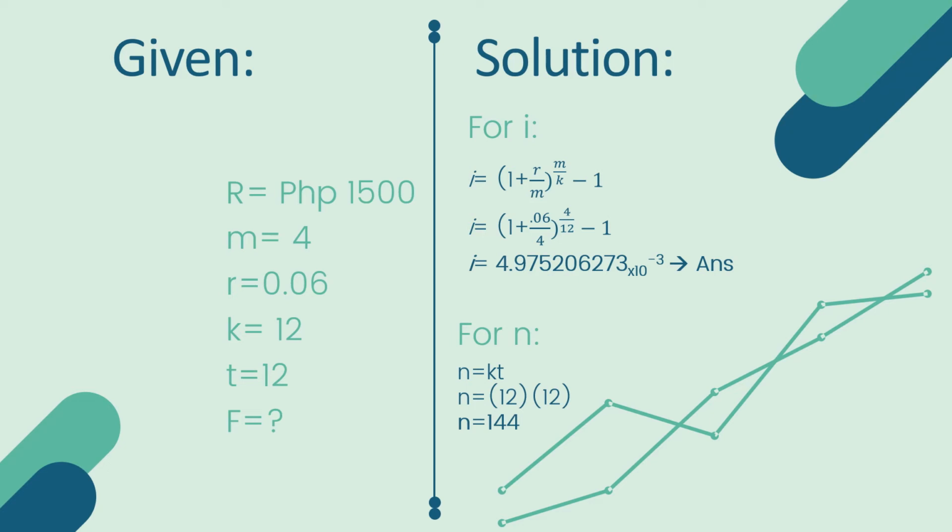And now, we need to find the F or the future value. But first, let's solve for I. I have a formula of 1 plus R over M raised to M over K minus 1. Then we just have to substitute the values.